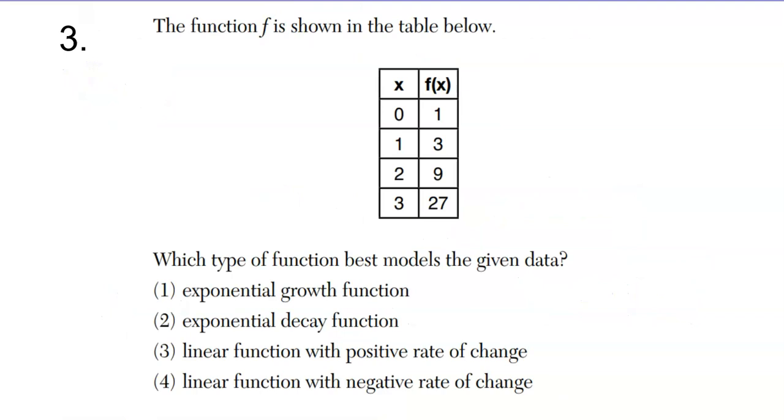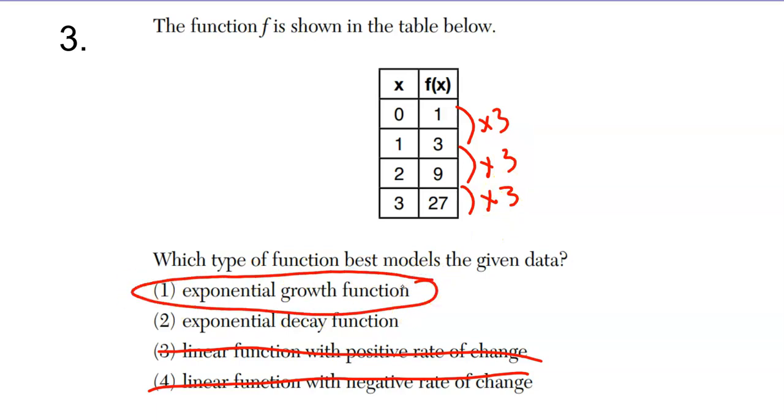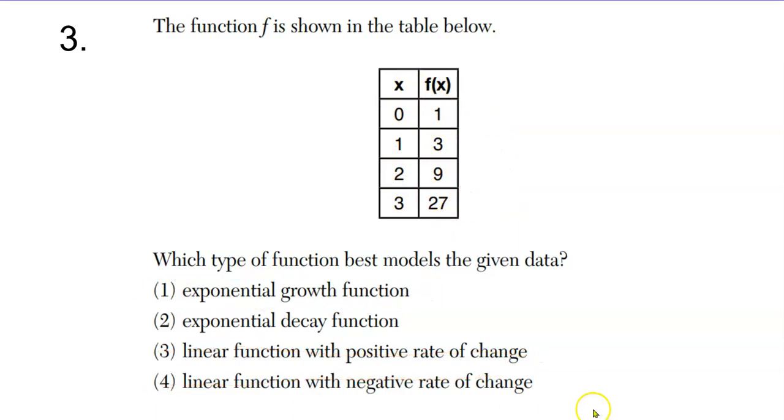Number 3. The function f is shown in the table below. Which type of function best models the given data? Well, I can see here that this grows by rates of 1, and this one goes up by 2, but then it goes up by 6. Then it's definitely not linear. Cross off anything that says linear. So now I can try exponential here, and that is multiplying by a positive 3. That's a whole number, so that's growth, which we can see as x increases, y increases or f of x increases.